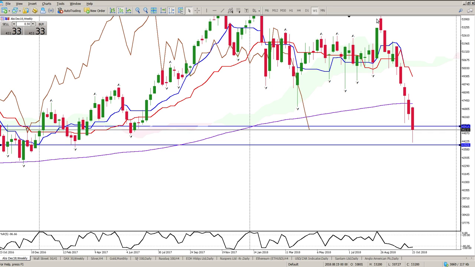And this has been a strong move if you look at the weekly. 1, 2, 3, 4, 5, 6, 7, 8, 9. So there's been 9 weeks of solid move to the downside. And there's nothing on the weekly that's indicating a change in direction.